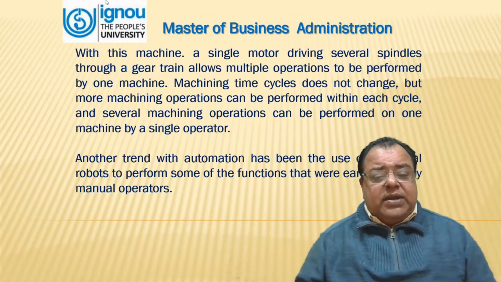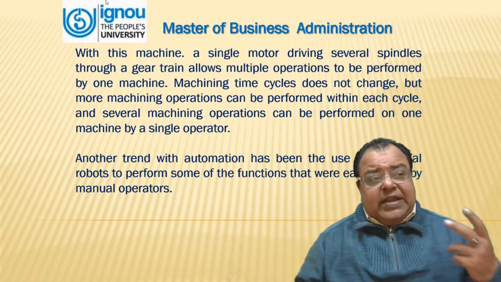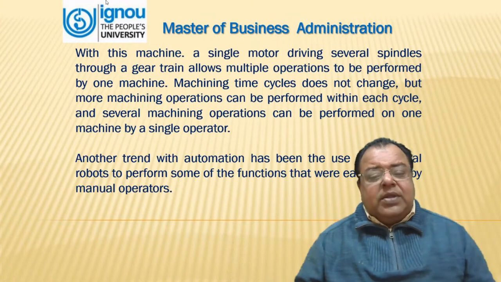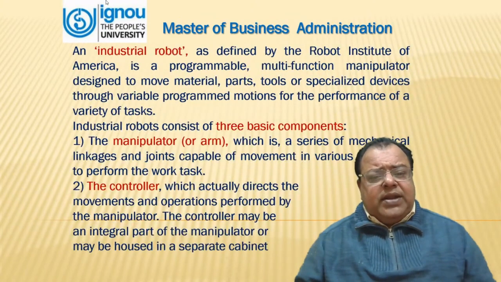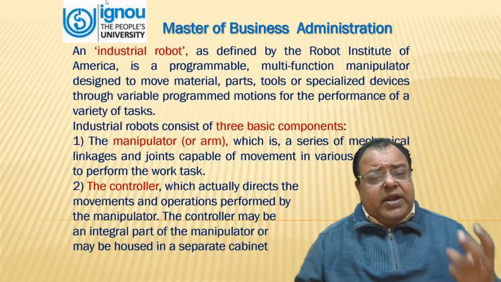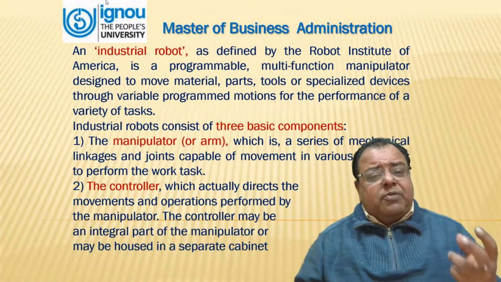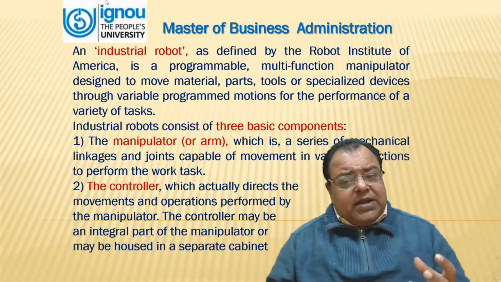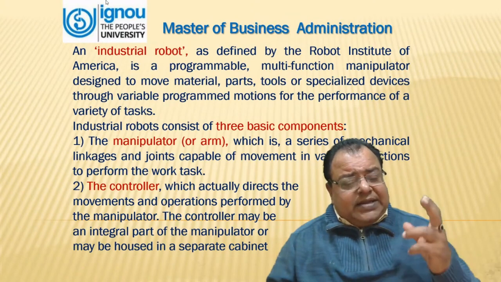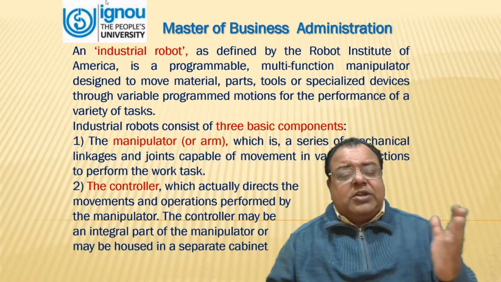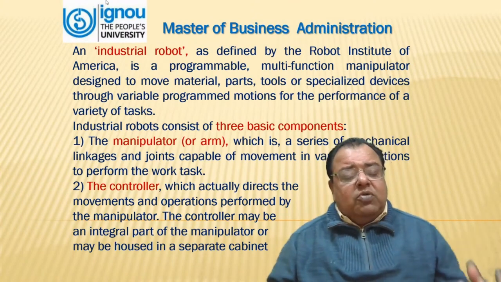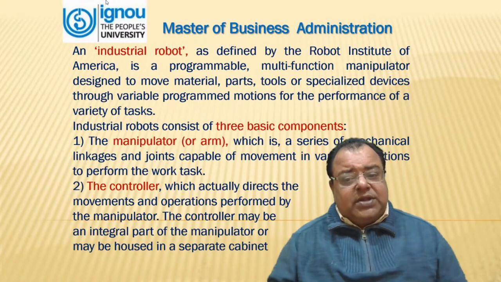Another trend with automation has been the use of industrial robots to perform some of the functions that were earlier done by manual operators. An industrial robot is defined by the Robot Institute of America as a programmable, multifunction manipulator designed to move material, parts, tools, or specialized devices through variable programmed motions for the performance of a variety of tasks.